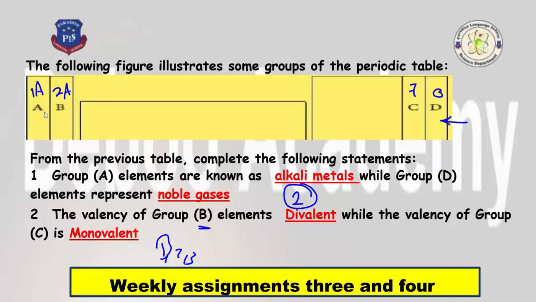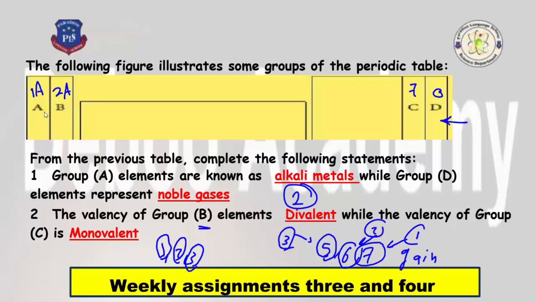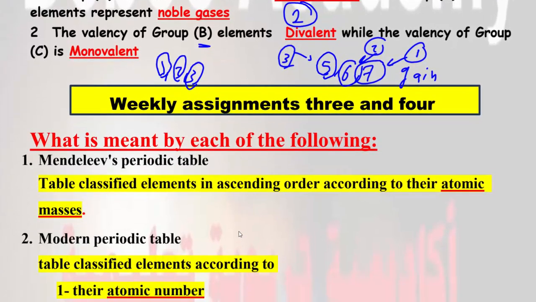Here we said before 1, 2, 3, it's a metal, it loses 1 electron, it's monovalent, loses 2, divalent, loses 3, it's trivalent, while non-metal ends by 5, 6, 7. It gains 3, or 2, or 1. According to the valency, it will be monovalent in the halogens.